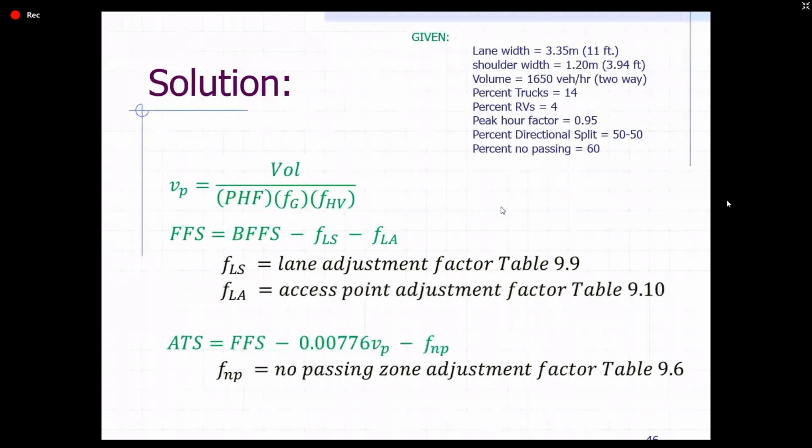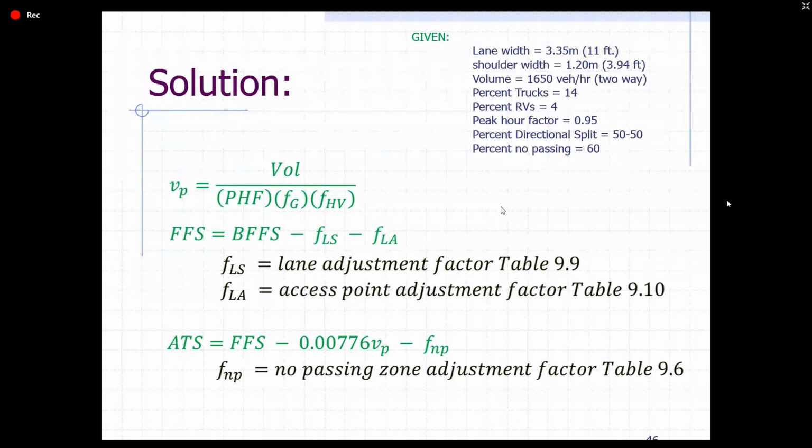Your average travel speed is your free flow speed minus, again, mali yung kopya ko sa libro, that is 0.00776 dapat. Kasi yung nasa book is 0.0776. Again, yung unit ng ATS dito is in miles per hour since nasa English system tayo. Kapag 0.0125 V sub P, yung unit is kilometers per hour. Okay? Pero since naka-English naman na yung mga tables na ginagamit natin, let's just stick to your English formula na ito.